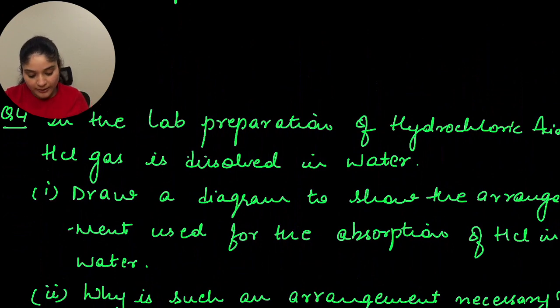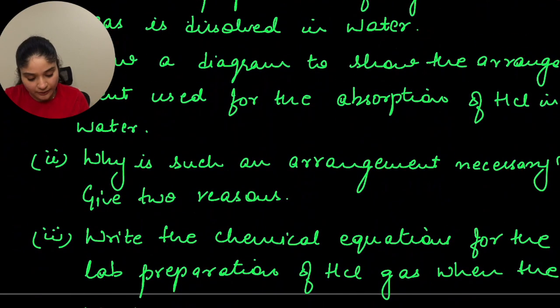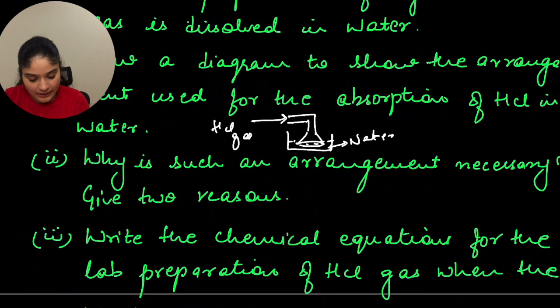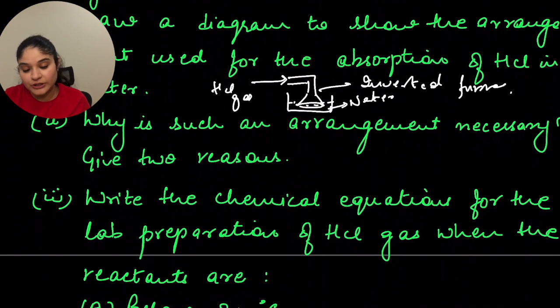So let's draw that. I'm just going to draw a very rough diagram. So you'll draw something like this. This is your inverted funnel arrangement. You'll show that HCl gas is coming from this end. You have water, and then you mark HCl gas, this is water, and mark the inverted funnel. So this is your diagram. Okay. Now let's move to the next part.